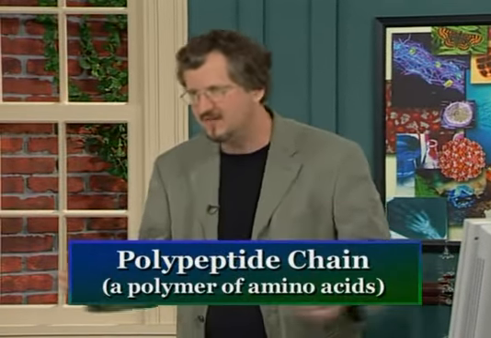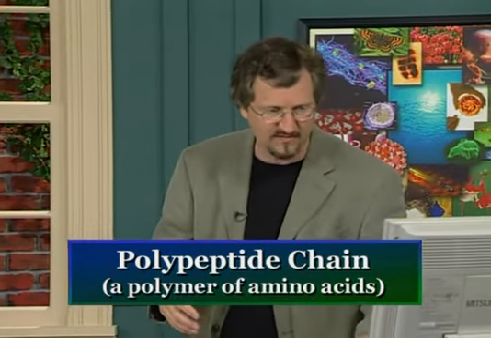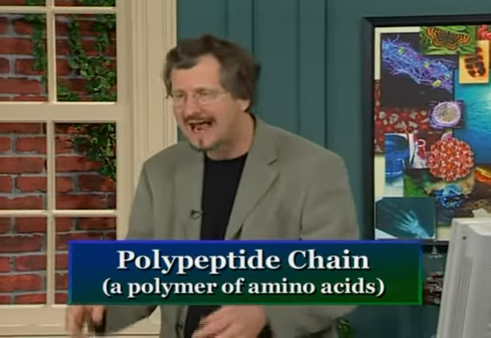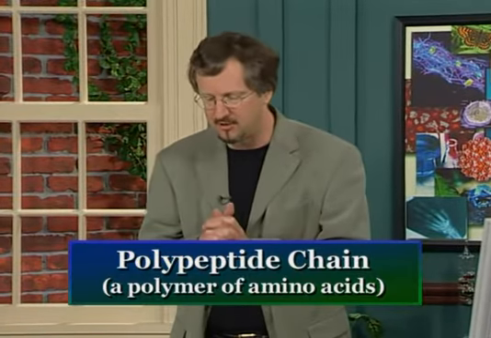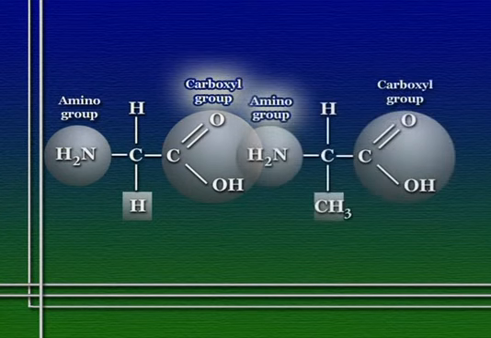Okay, now let's take another step. Remember, proteins are polypeptide chains. That means they're a polymerized series of amino acids, as we've discussed. I want to just look at how we get a polymer built of two amino acids. What happens is that the carboxyl group of one amino acid bonds to the amino group of another amino acid.